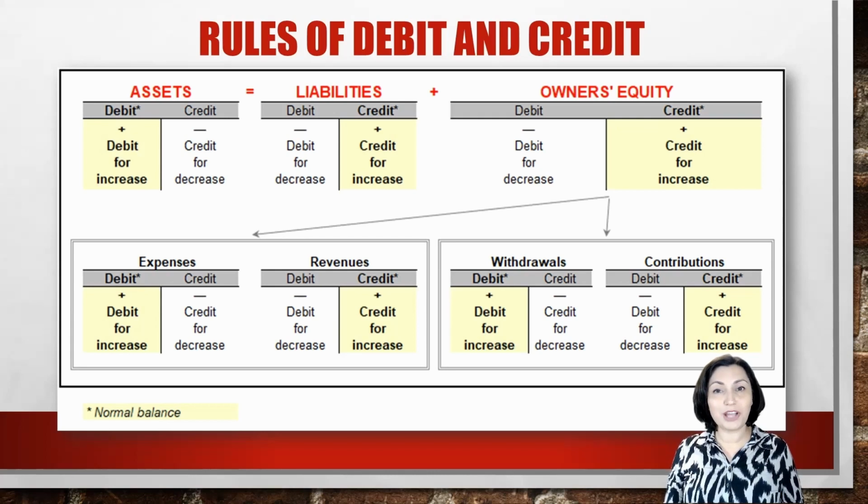But how about accounts such as revenue, expenses, owner's withdrawals, or contributions? All these accounts are a part of owner's equity. Expenses and withdrawals have the opposite rules as they decrease owner's equity. We will look closer at those accounts later. Now let's take a look at a couple of examples.